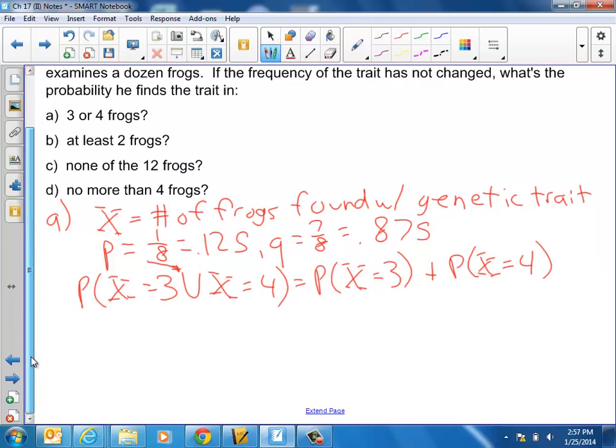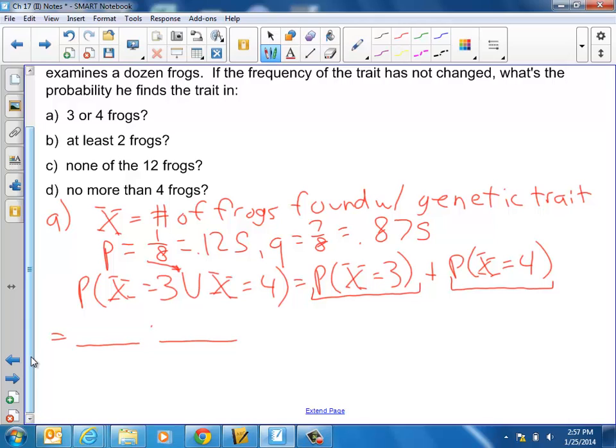So, okay, now how do we find those? Well, we're going to break it up and consider this to be 2 different things per probability that we're finding. So what do I mean by that? I mean that the probability that, of the dozen frogs, we have 3 of them with a genetic trait, we're going to multiply 2 things here. The first thing that we need is the number of different ways, and actually I'm going to write the first thing in the second blank.